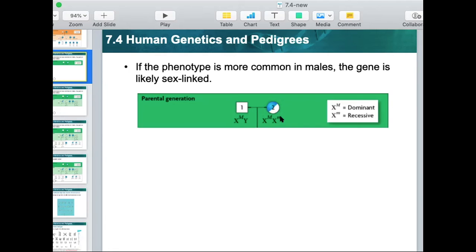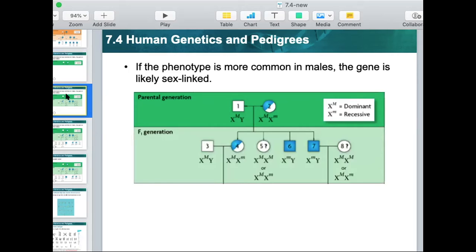So this is for color blindness. If you see a lowercase m, just one for the male, they're colorblind. For a female, she has to have 2 lowercase m's to be colorblind. So this female carries a gene for color blindness. She can give it to her children, but she's not colorblind herself.